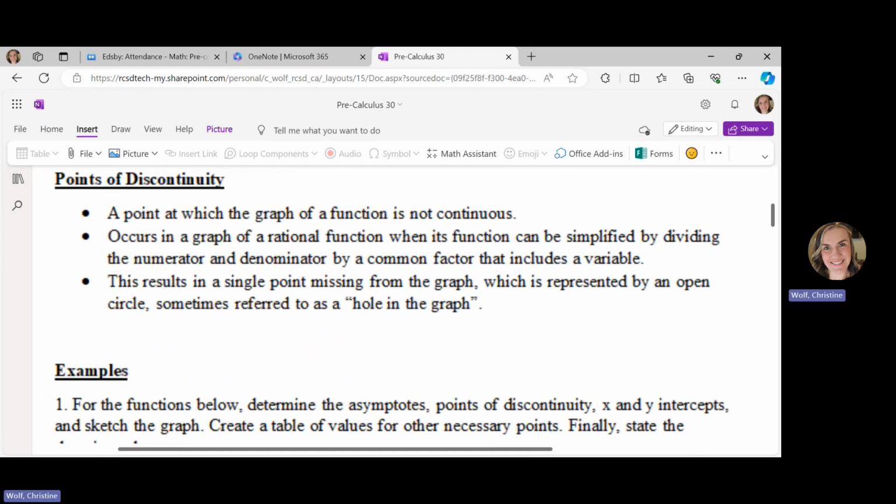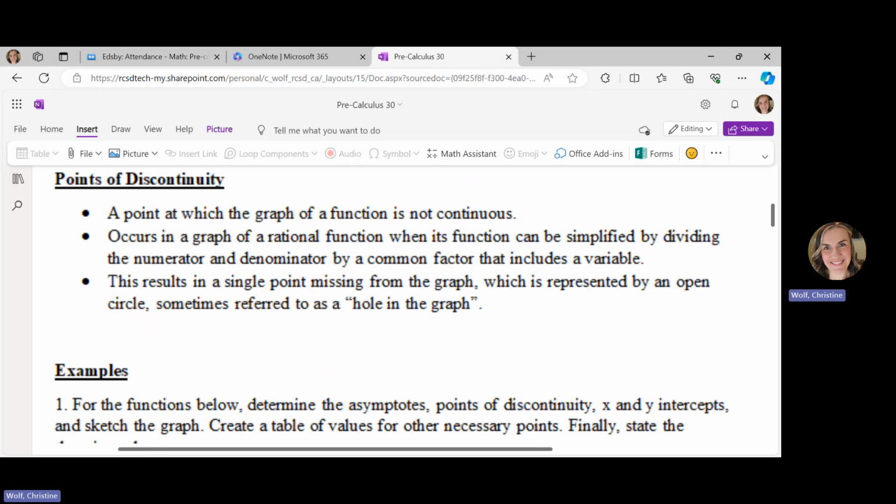So here we go. Points of discontinuity. It's a point at which the graph of a function is not continuous. We have a little hole. It occurs in a graph of a rational function. So this only happens in graphs with rationals where it's a fraction, okay? And it happens when we can simplify the fraction by dividing the numerator and denominator by a common factor.